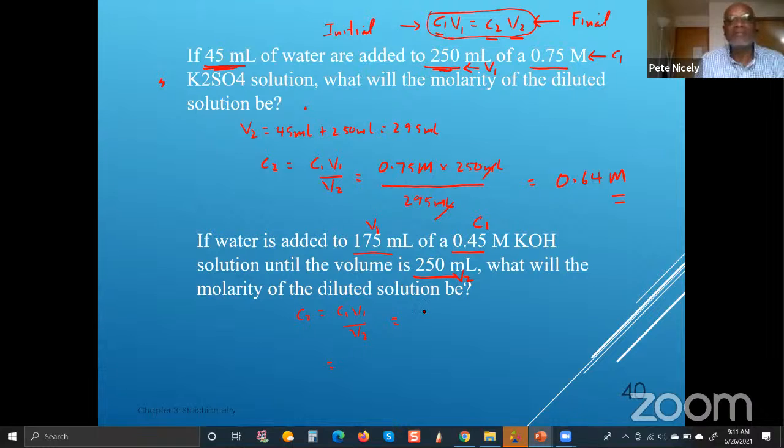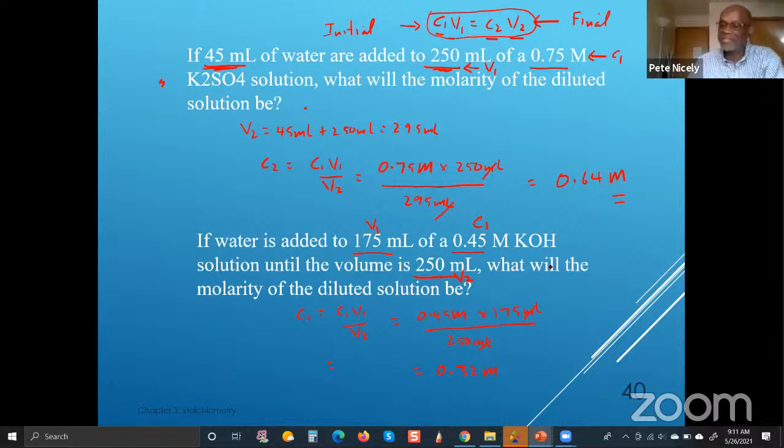So we just put the numbers in, 0.45 M times V1, which is 175 mLs, divided by V2, which is 250 mLs. And we do our number crunching. So 0.45 times 175 divided by 250. So according to my calculations, this works out to be equal to 0.32 M. Again, the mL units will cancel out, all right?